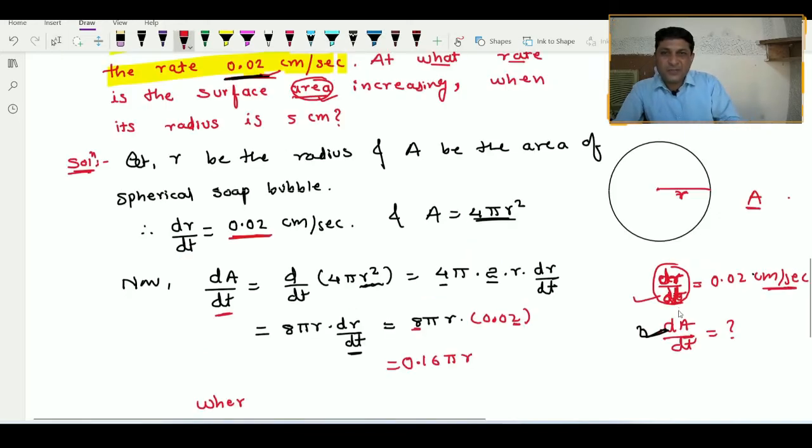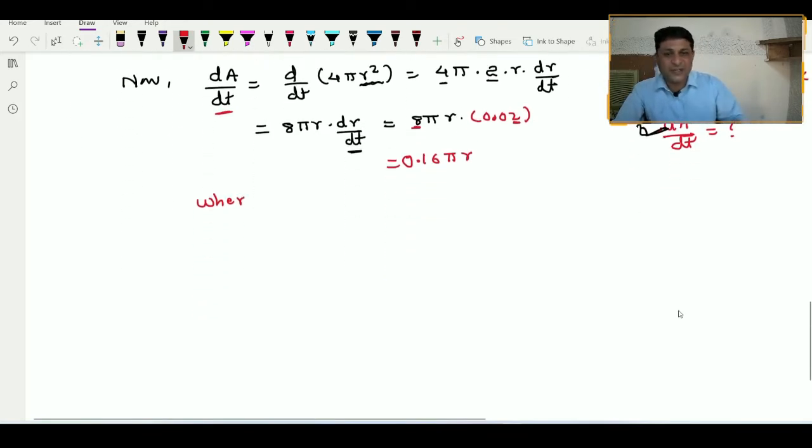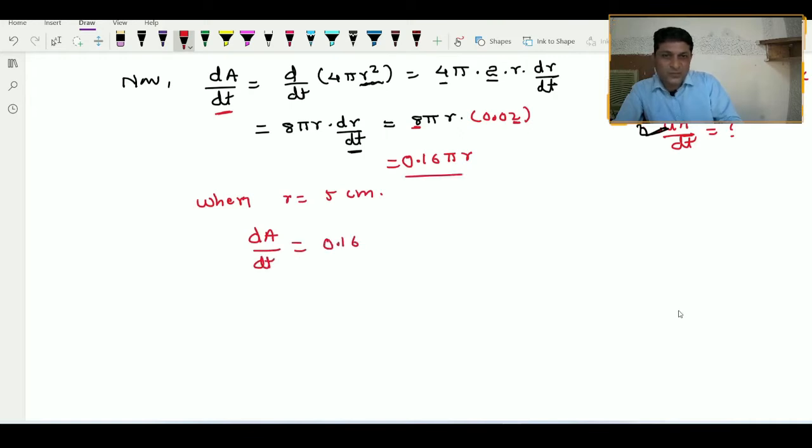Check in our example, we have to find out the increase in area when the radius is equal to 5 centimeter, means when r is equal to 5 centimeter. So when r is equal to 5 centimeter, let us find the value of dA by dt. So it will be equal to 0.16 pi into r, but r is here 5. So 16 fives are 80 pi, but the decimal point is before 2 digits, so we get 0.8 pi.